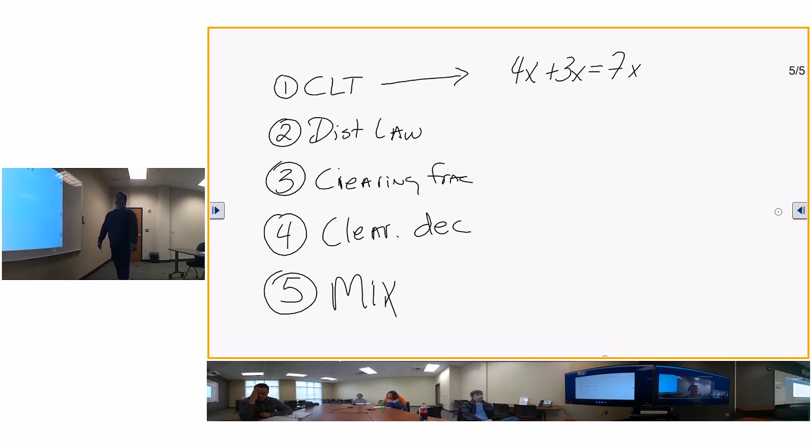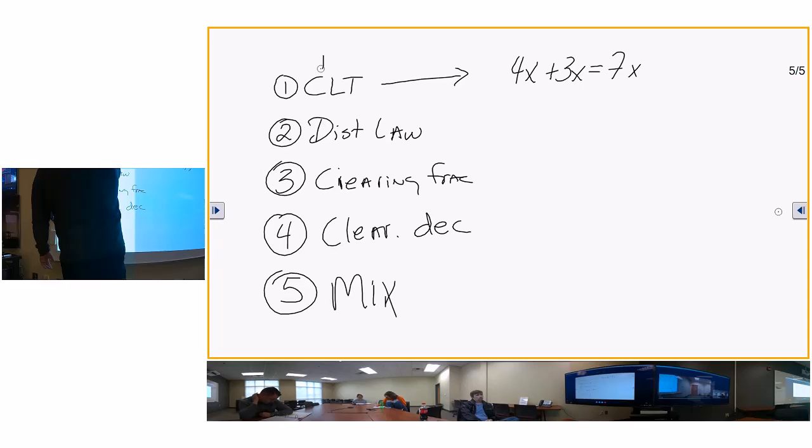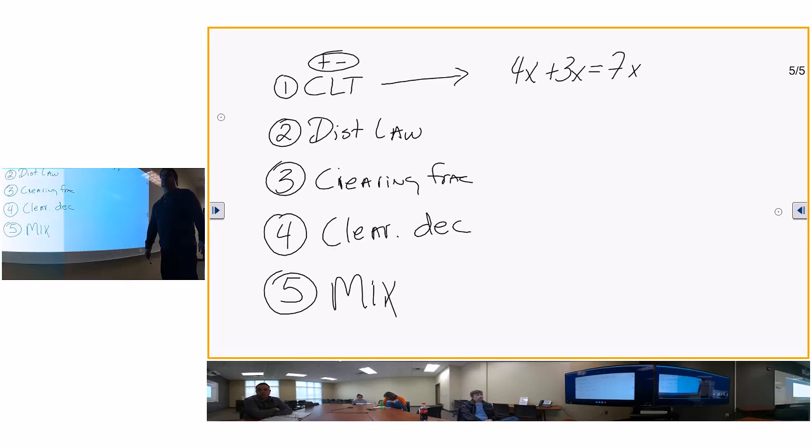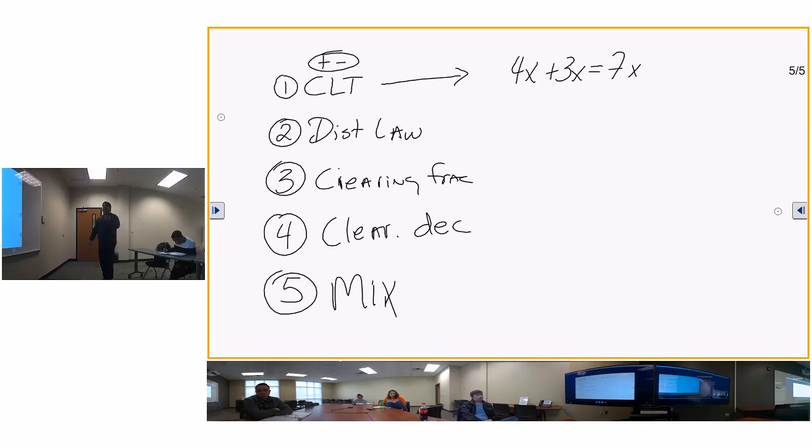Now that's with combining like terms. Combining like terms means addition and what? Of terms. It does not mean multiplication. Combining is addition and subtraction. Distributive law. We'll get into that in just a second.